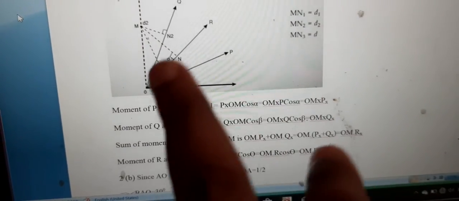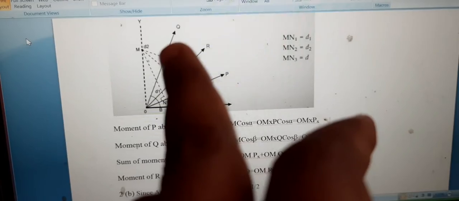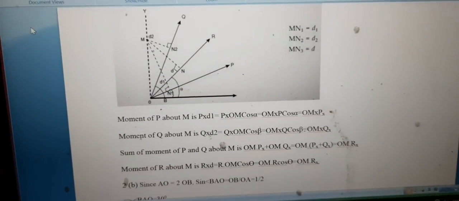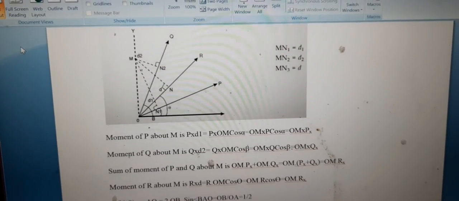So we got that the summation of the moments of the individual forces about any point equals the moment of the resultant force about the same point. Here we have seen that the summation of the moments of forces P and Q about the point M equals the moment of the resultant force of P and Q about the same point M. So this is the proof of Varignon's theorem. Next we will solve some problems on moments and on Varignon's theorem.